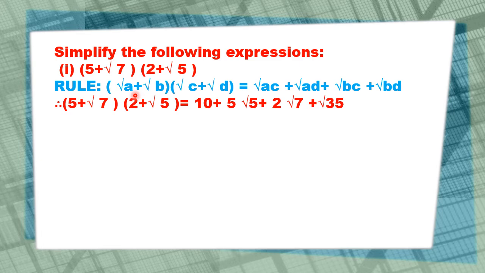So okay, let us move on: root 7 into 2 is 2 root 7, and root 7 into root 5 is root of 7 fives, which are 35. Therefore, root 35. This is your result.